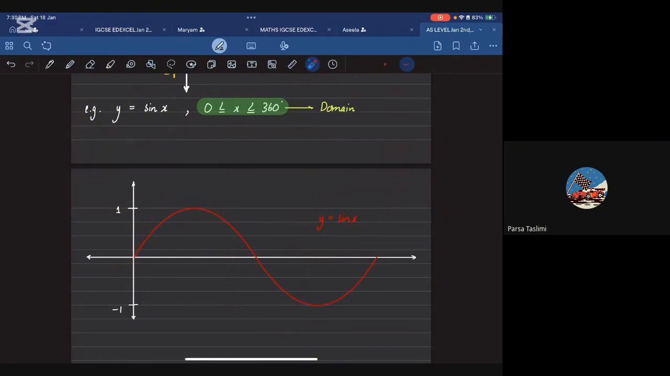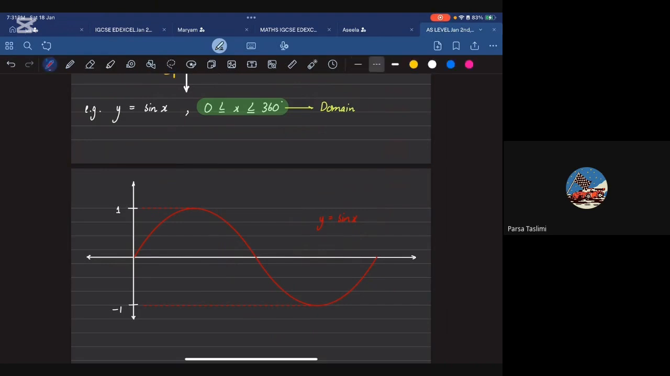No. So regardless of what your domain is, some graphs are unique, right? Yes. Some graphs are highly unique, like this one. Some graphs depend on the equation. Obviously the domain and the range will not influence the function. The function will influence the domain and the range.